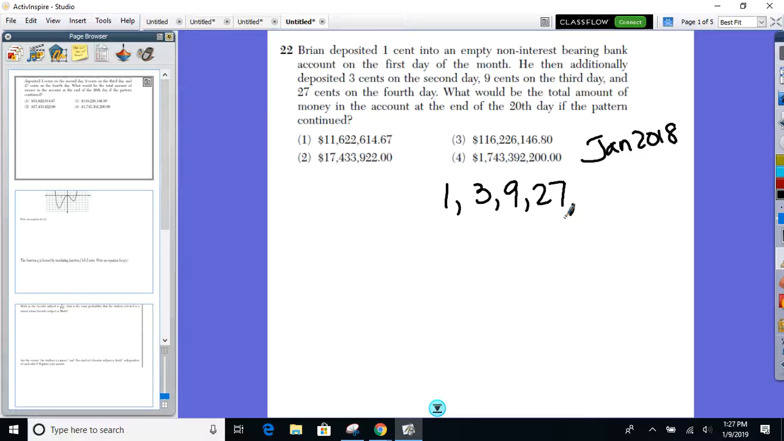How would you find what the next one is, by the way? Because this is going to get us kick-started here. 1, 3, 9, 27. How would you find the next one? Multiply by 3, right? What type of sequence is this? Geometric.